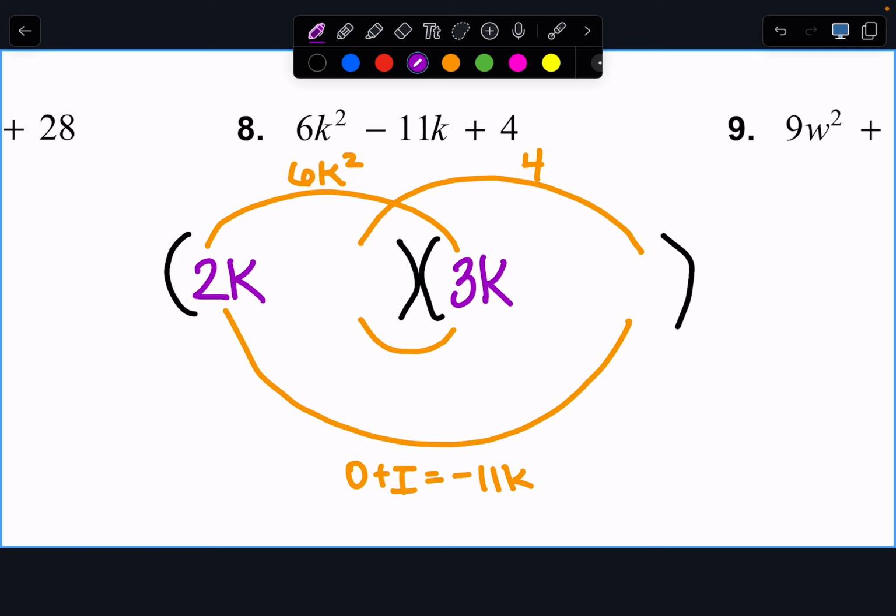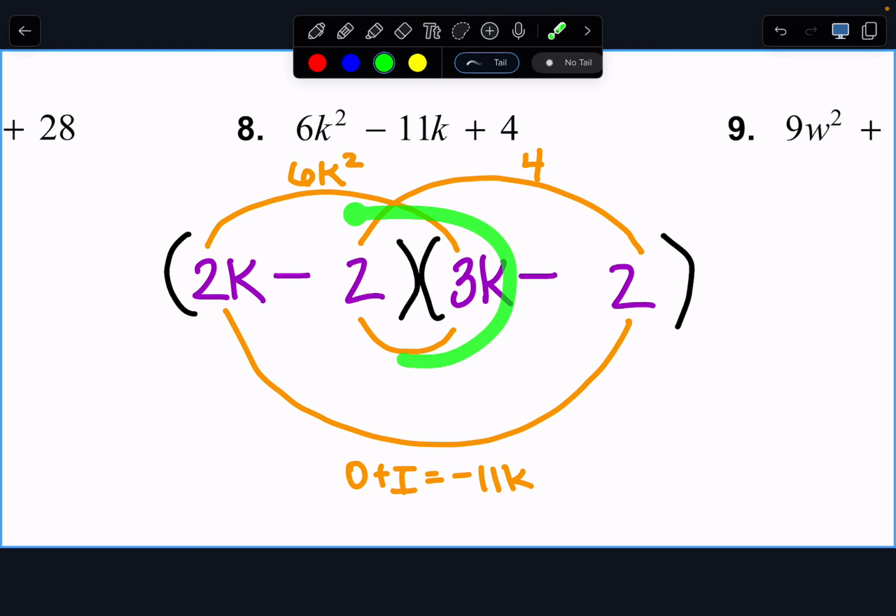We do know what kind of numbers they need to be. They both need to be negative because of this minus 11k. I think it's most obvious that 2 times 2 equals 4. If I put 2 and 2, what is my inside product? It would be negative 6k, and our outside product would be negative 4k. Do those add to negative 11k? No. So that's not going to work.